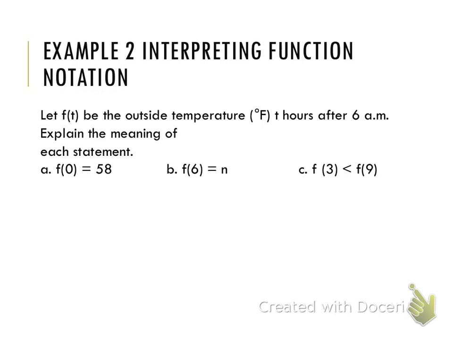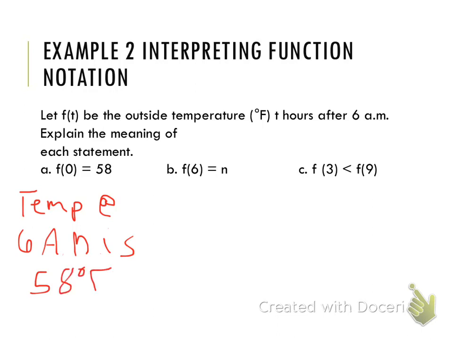So the temperature at 6 a.m. is 58 degrees Fahrenheit. That's what that is telling us there, because it says f at 0, 0 being the time, the hours after 6 a.m. Well, 0 hours after 6 a.m. is still 6 a.m.